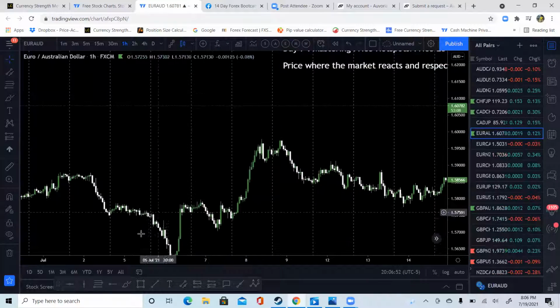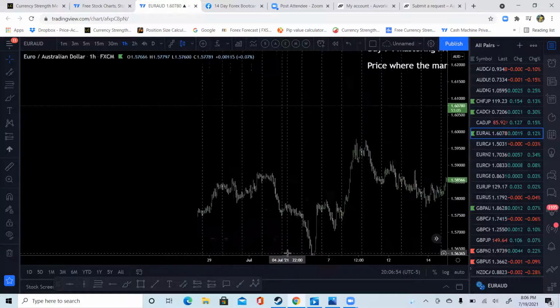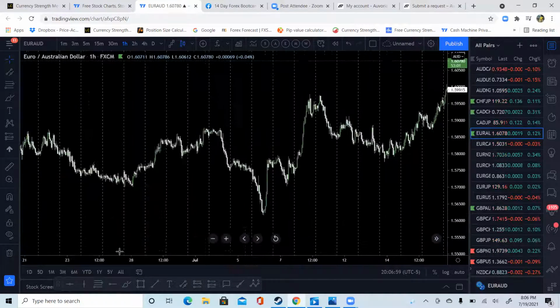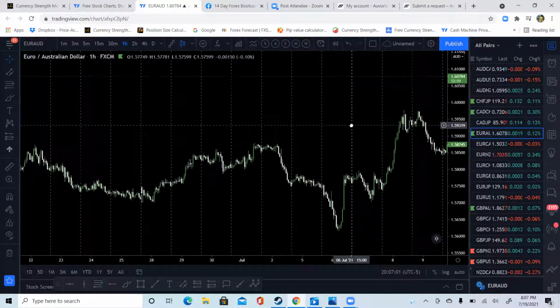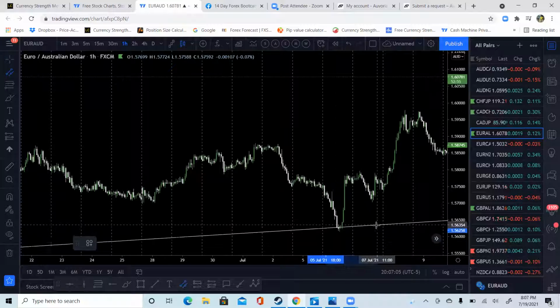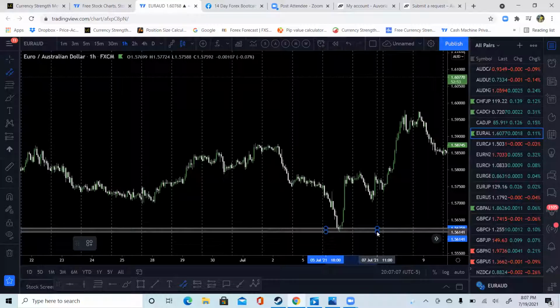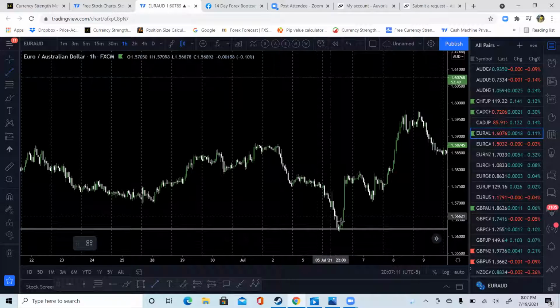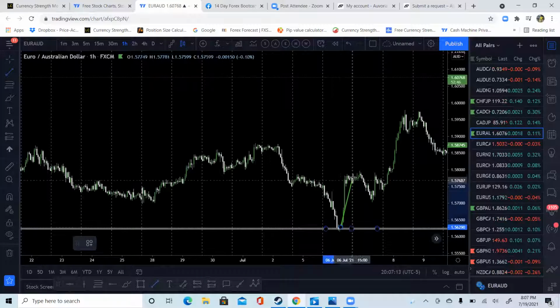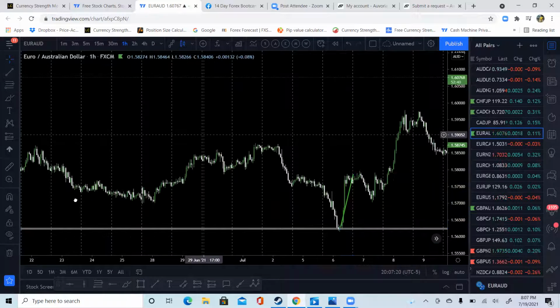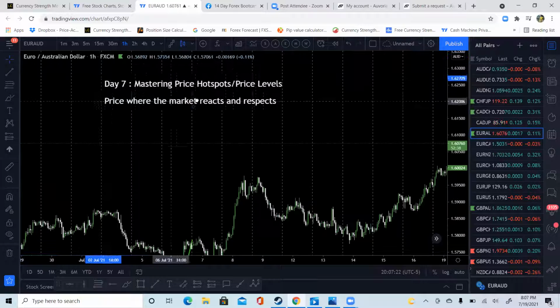I'm going to mark up this chart, and I'm going to identify all the price hotspots. So the first one, start from bottom to top, is going to be down here. Why that? Because look at the move. The bigger the move that reacts from it, the better the hotspot. There's two rules actually with price hotspots. Let me write this down.